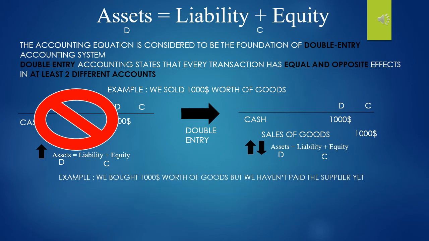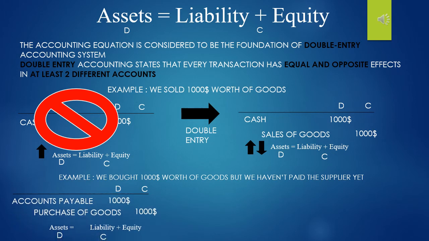The second example, we bought $1,000 worth of goods, but we haven't paid the supplier yet. So we learned in previous videos that accounts payable is when we buy something and we haven't paid for it yet. So where to put it? Debit side, credit side, we will see. Okay, purchase of goods. In this entry, we put accounts payable to purchase of goods. Why is it wrong? I will tell you.